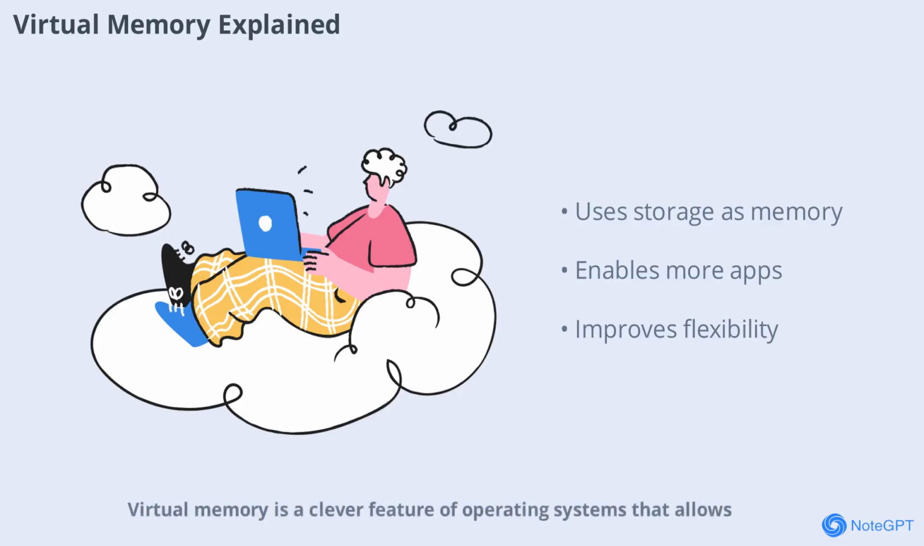Virtual memory is a clever feature of operating systems that allows your device to use part of its storage as extra memory. When physical RAM is full, the OS moves data to a special file on your hard drive, freeing up space for active programs. This makes it possible to run more applications than your device's RAM would normally allow, improving performance and flexibility.